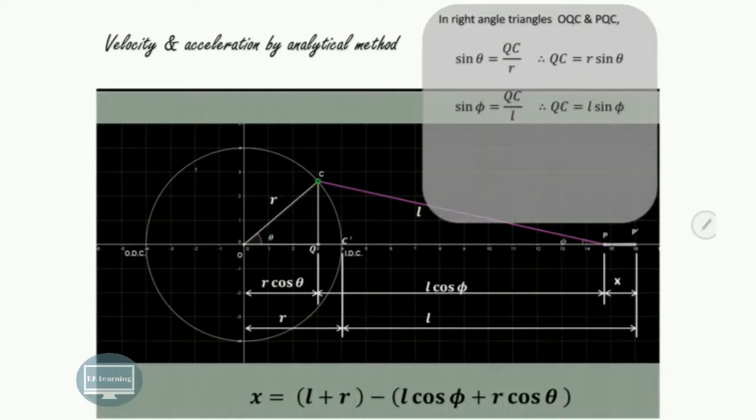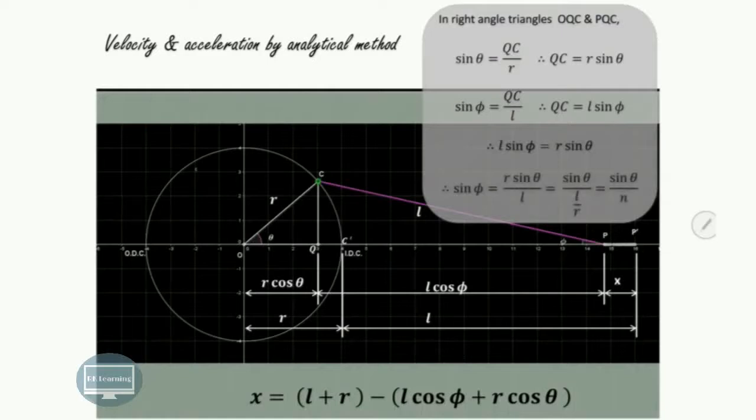Similarly, if we consider the right angle triangle, that is this P, Q and C, then also this angle of obliquity is phi. So sin phi will be equal to opposite side, that is QC, divided by the hypotenuse, that is L. So therefore we can say that this QC is equal to L sin phi. Now as both these equations are representing the same thing, that is QC, we can equate the right hand side of these two equations. So therefore we can say that L sin phi has to be equal to R sin theta.